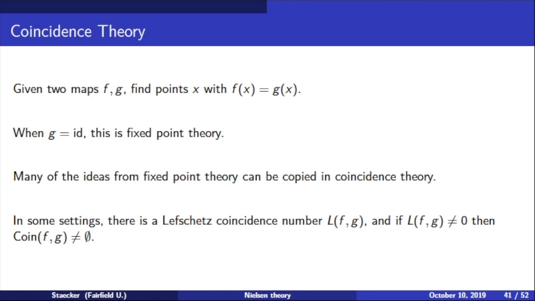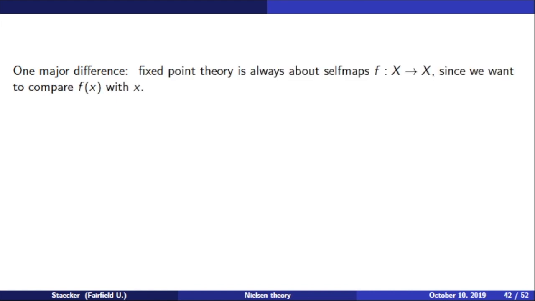One of them is the Lefschetz number. So there is such a thing as the Lefschetz coincidence number. And in fact, Lefschetz did this originally when he did the Lefschetz fixed point number. He did the Lefschetz coincidence number also. And there is a theorem that says if the Lefschetz coincidence number is not 0, then the coincidence set is not empty.